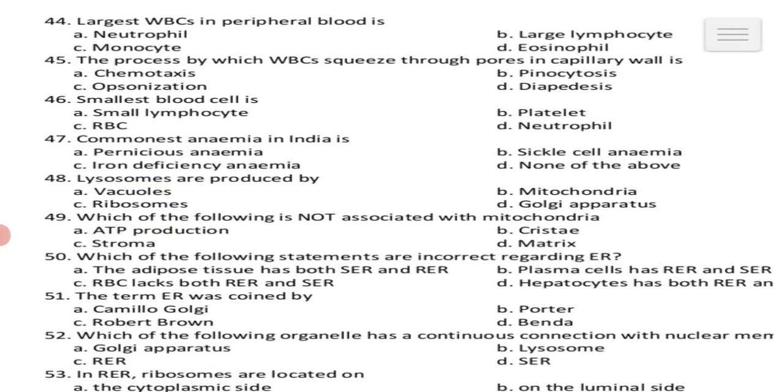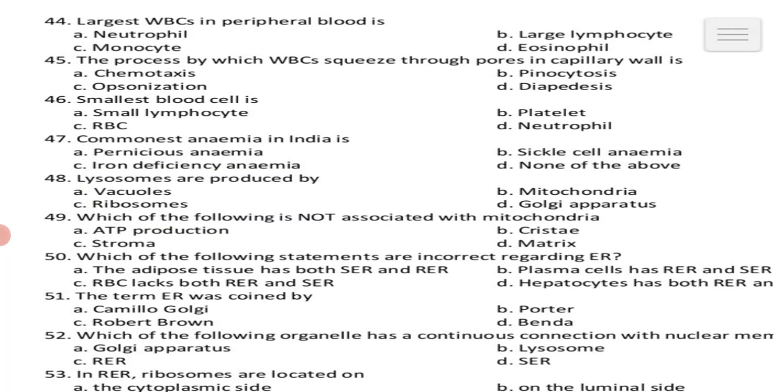The smallest WBC is the lymphocyte. Question number 45, the process by which WBCs squeeze through the pores in a capillary wall is? The answer to this question is diapedesis. Diapedesis is a squeezing movement of WBCs from a capillary at the site of infection. Generally, this process of diapedesis is carried out by monocytes.